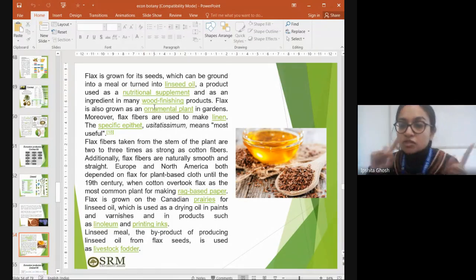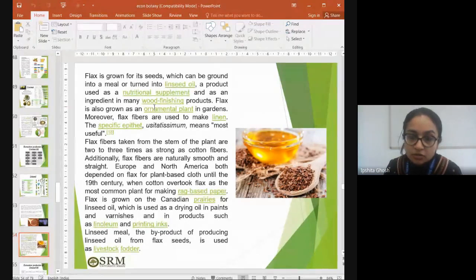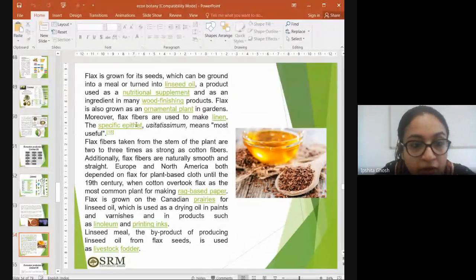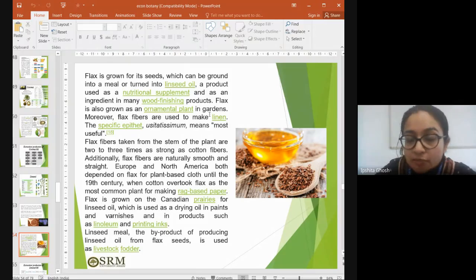So just correlate that, since linseed has a very shiny covering, it helps add shine on furniture or wooden products. That way you can remember this use. Then flax is also grown as an ornamental plant because of its beautiful, bluish violet flowers. So it is an ornamental plant as well. As the name suggests, linseed, you must have heard about a fiber called linen.